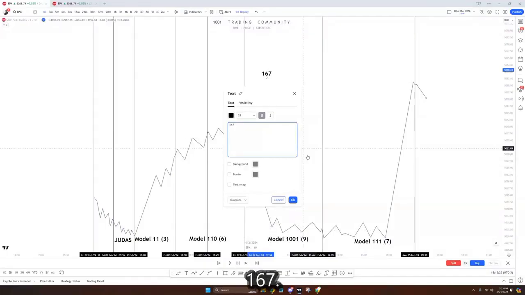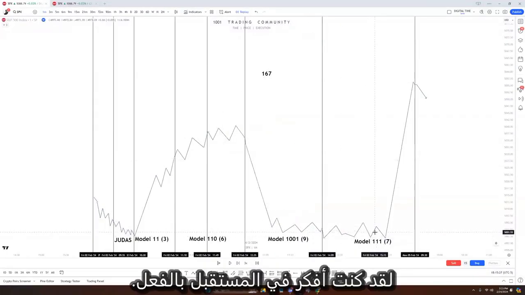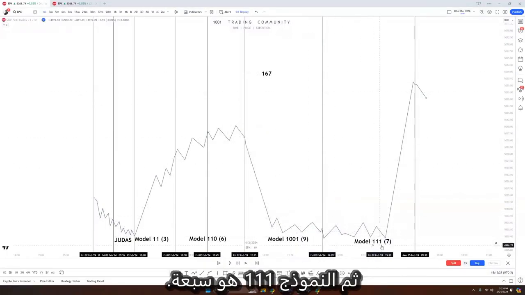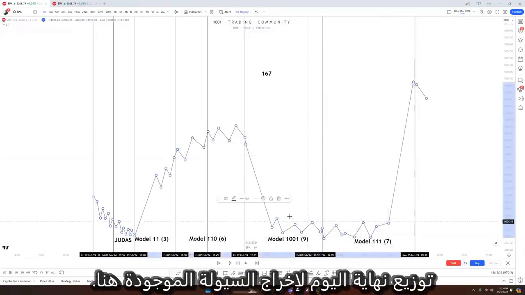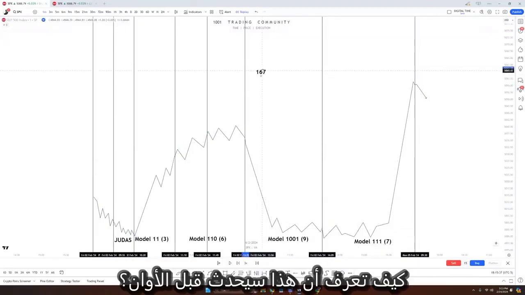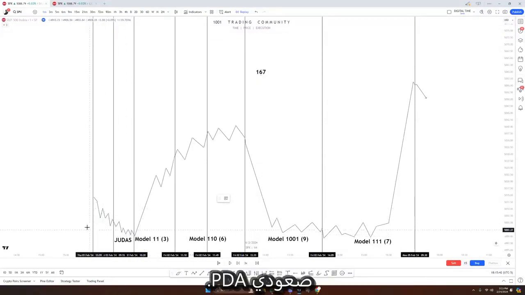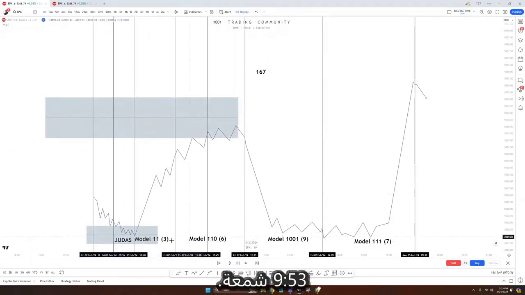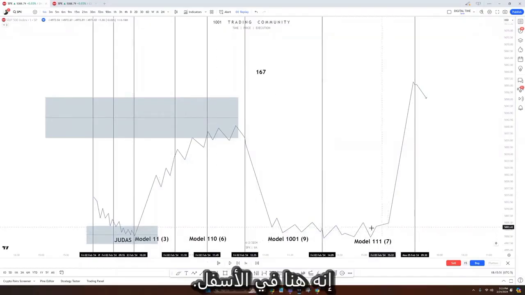Excuse me, 1, 6, 7. I was already thinking ahead. And then Model 111 is 7. Distribution end of day to take out the liquidity sitting here. 1, 6, 7. How do you know that's going to happen ahead of time? Bullish PD array, bearish PD array, 953 candle. Observe that 953 candle. It's down here.